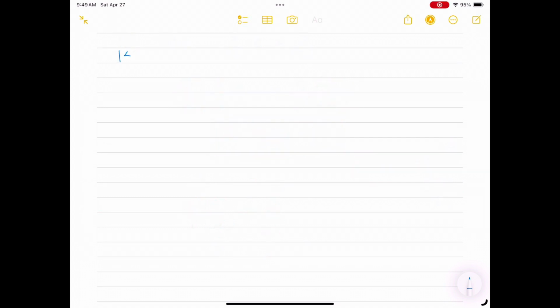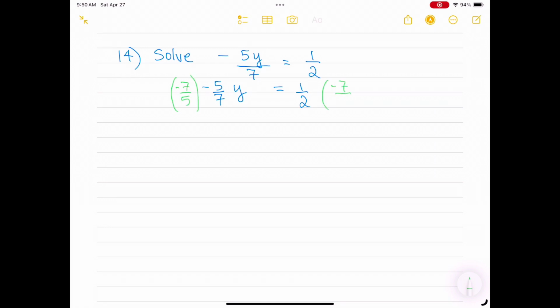Final example, solve negative 5y over 7 equals 1/2. Negative 5y over 7 can be rewritten as negative 5/7 times y equals 1/2. Now I isolate y on the left-hand side of the equation by multiplying by the reciprocal of negative 5/7, which is negative 7/5. And whatever I do on one side of the equation, I must balance by doing the same on the right-hand side of the equation.